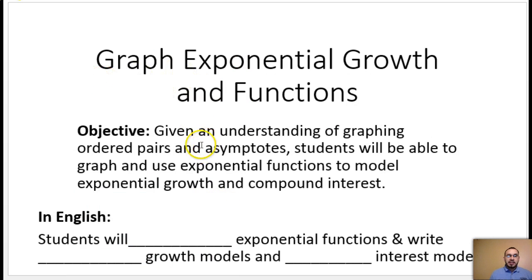The title of this lesson is Graph Exponential Growth and Functions. Our objective is, given an understanding of graphing ordered pairs, something that we've done before and in the previous lesson, and asymptotes, students, meaning you guys, will be able to graph and use exponential functions to model exponential growth and compound interest. So what does this all mean in student talk?